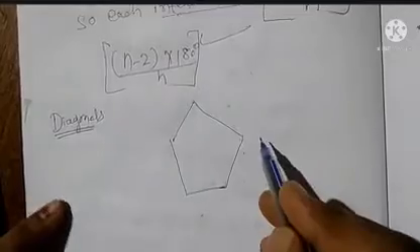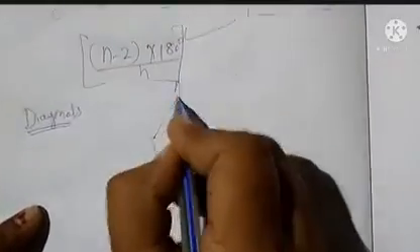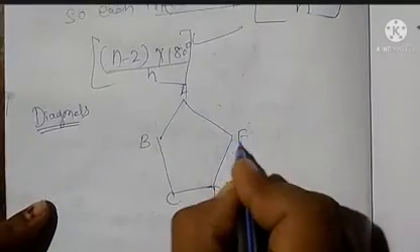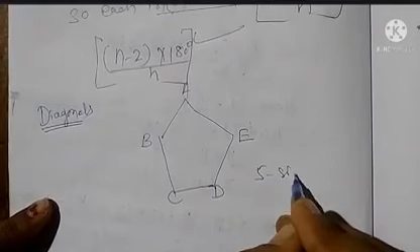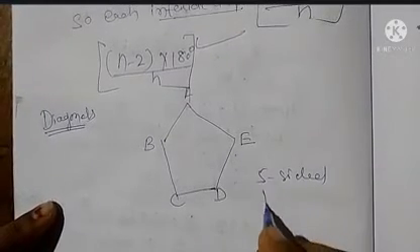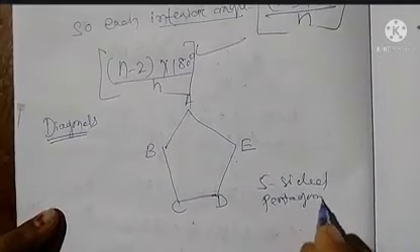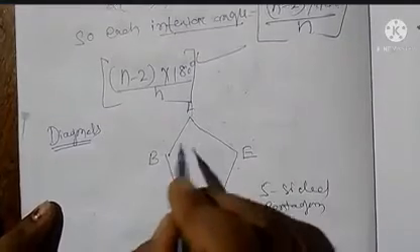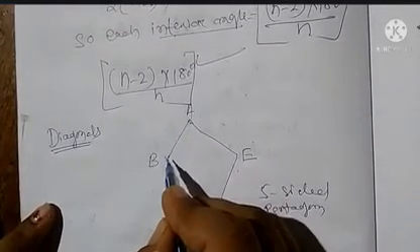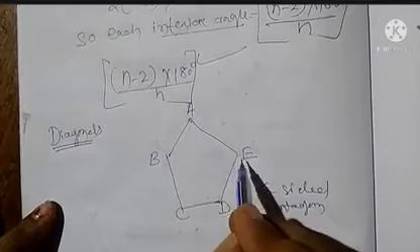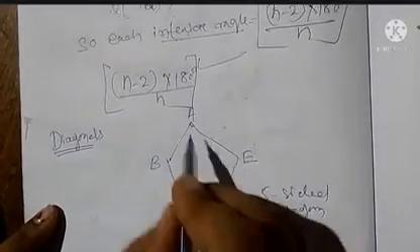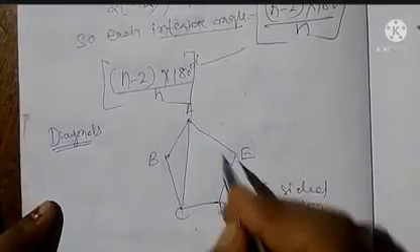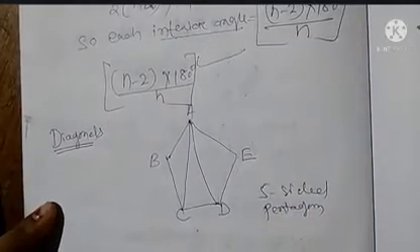Okay, suppose we draw a polygon. Five-sided polygon. So suppose A, B, C, D and E. This is pentagon. Five-sided polygon means pentagon. Okay. Suppose the diagonals are what? Which are the diagonals? Look, A, B and E are the adjacent. So we join. This is a diagonal, A and C and A and D are two diagonals.